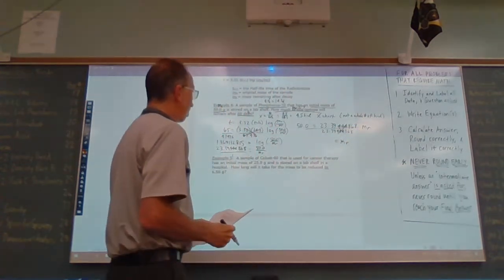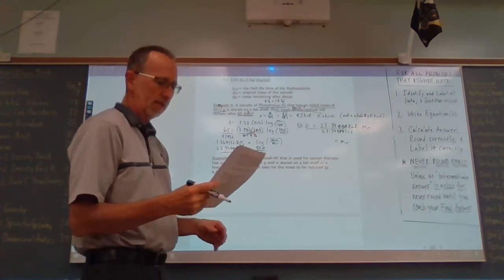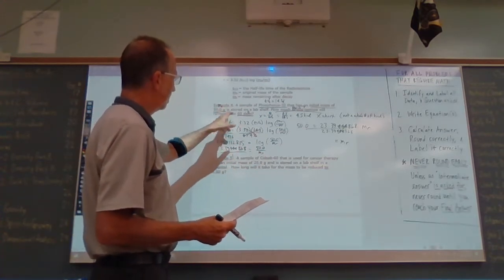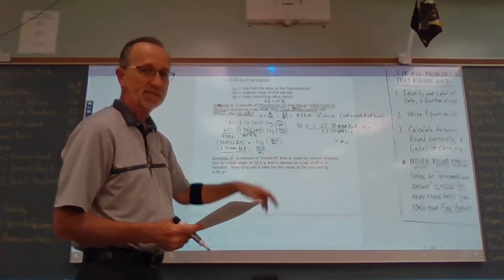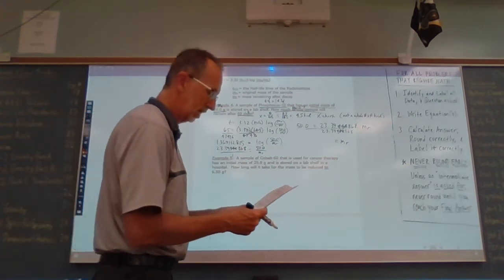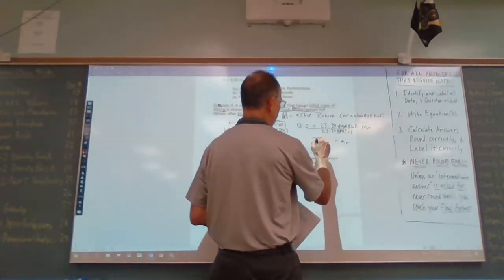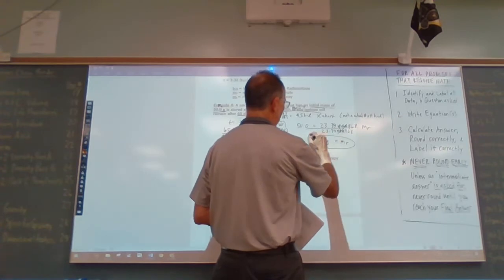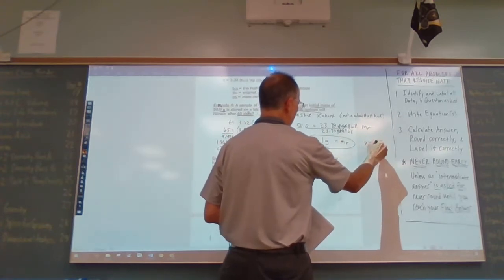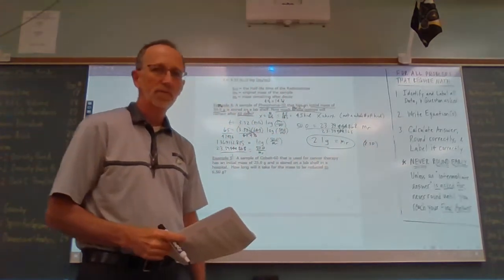And now we're going to get our answer. It looks to me we've got 3 sig figs there and 2 sig figs in 65, so we're going to round to 2 sig figs. That comes out to 2.1 grams, and that would be our remaining mass.